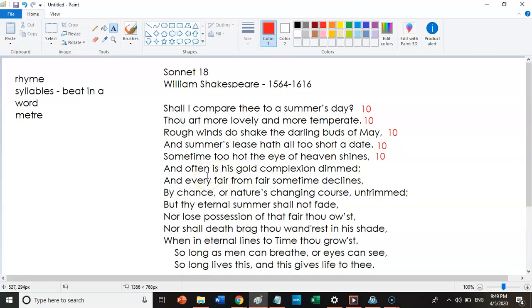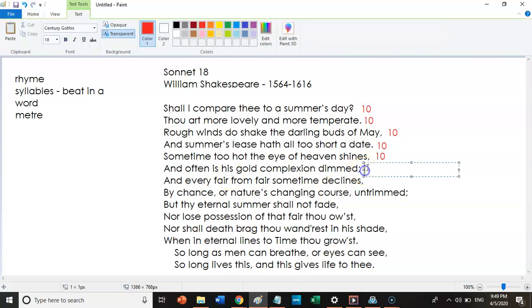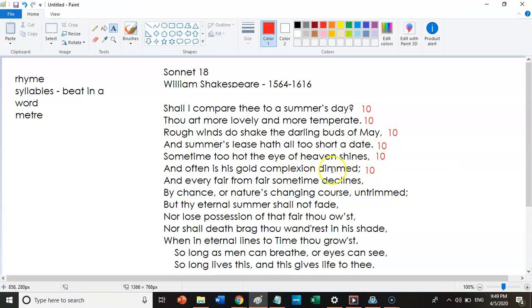And often is his gold complexion dimmed. 10 syllables. Maybe you might think dimmed should be 2 syllables because it ends in -ed. However, say it out loud to yourself. Dimmed. The -ed is almost kind of silent or half said, right? It just becomes one word. Dimmed. 1 syllable.